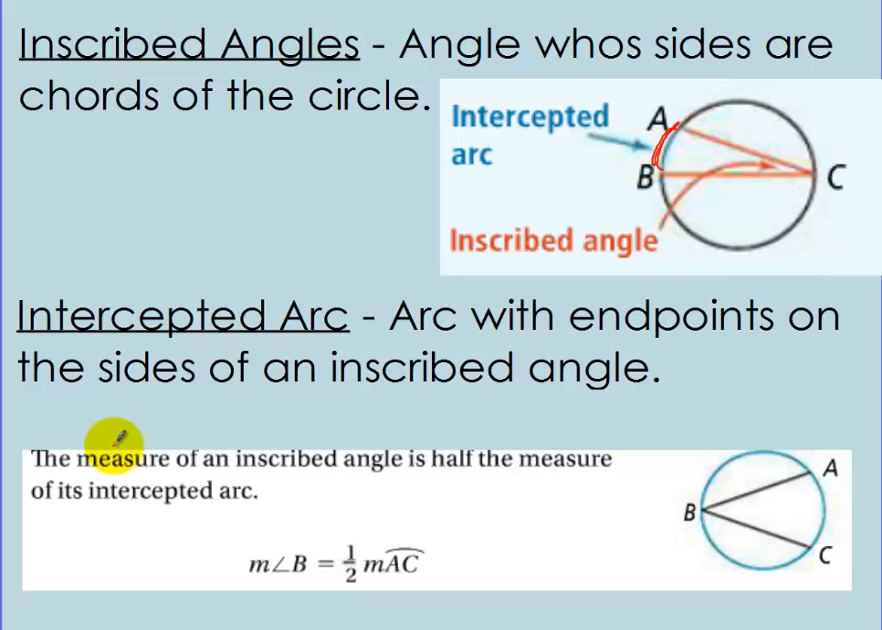Now this has a really neat property which you really need to know. The measure of the inscribed angle is half the measure of the intercepted arc. So if you have the measure of angle B, this angle, that is going to equal half the measure of this arc right here.